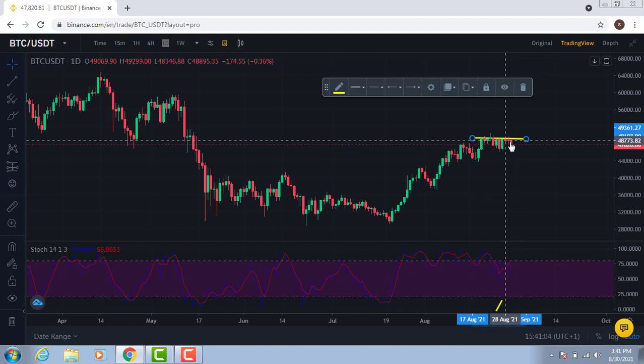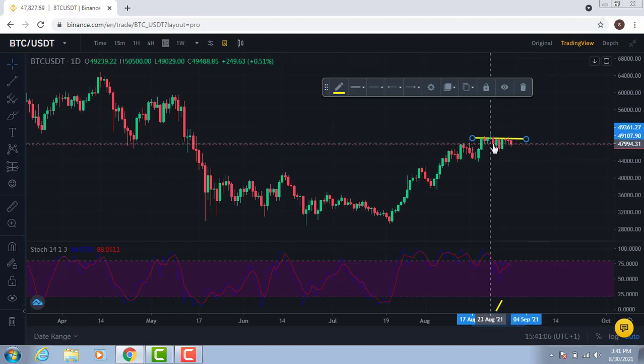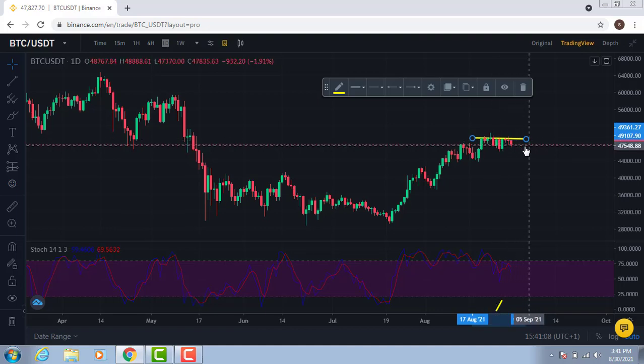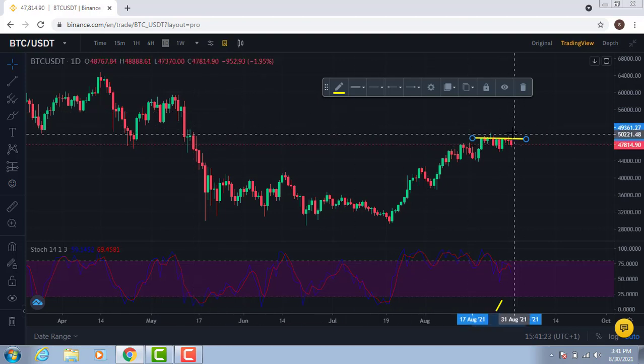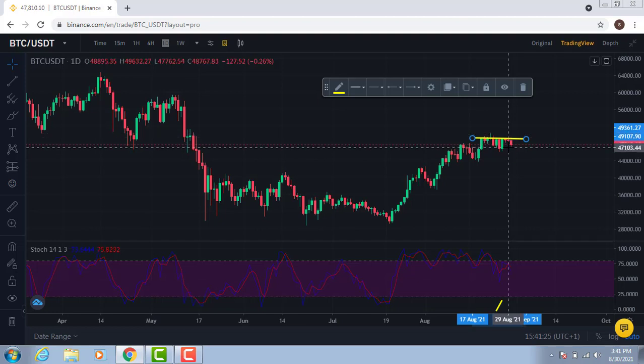If we stay longer within this consolidation zone, then there is a high probability of the market correcting to the downside. But if the bulls take control of the market quickly and break this level, then that means the market is going to go up. That's my own directional bias right now on BTC.